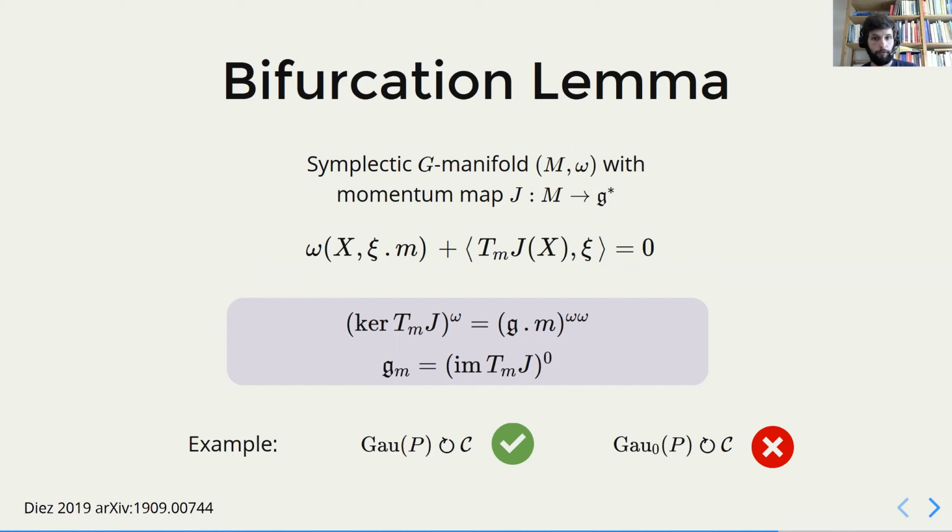But because the bifurcation lemma doesn't hold for this gauge algebra that is pointed, you can't actually use this nice strategy of passing to reduction by stages.